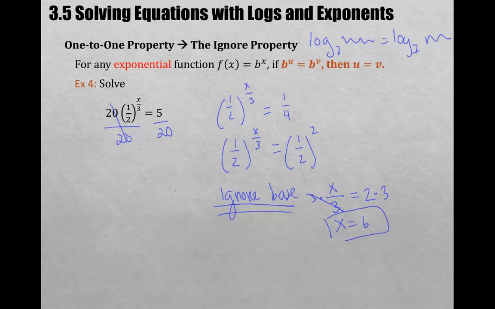Right? Maybe you went in a different direction and you said something over here and you were like, 2 to the negative x over 3 power equals 2 to the negative 2nd power. You're still going to get 6. Right?